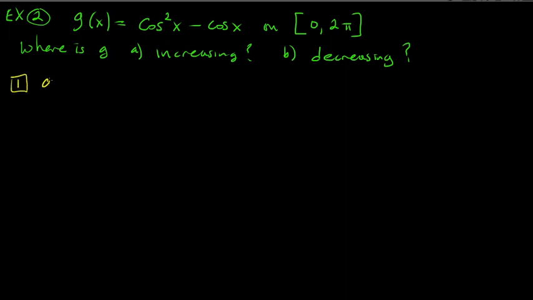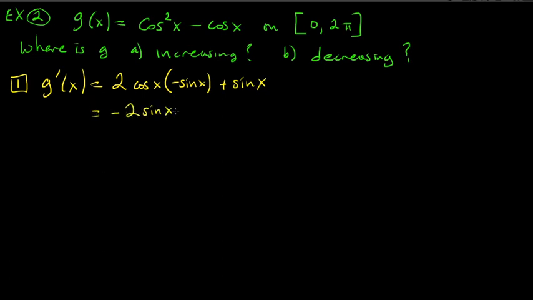Find the critical numbers. So we need the derivative. The derivative of cosine squared is 2 times cosine, chain rule, times negative sine. And then the derivative of negative cosine is positive sine of x. So this is negative 2 sine x cosine x plus sine x.